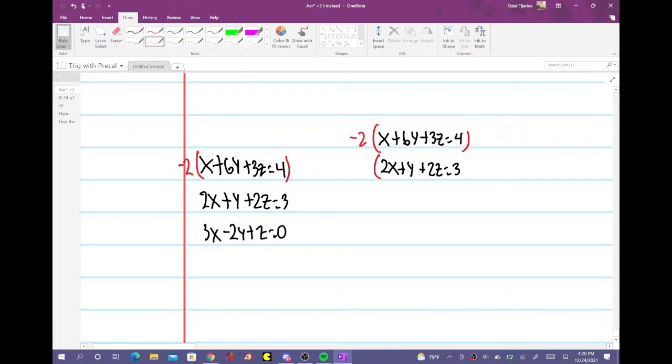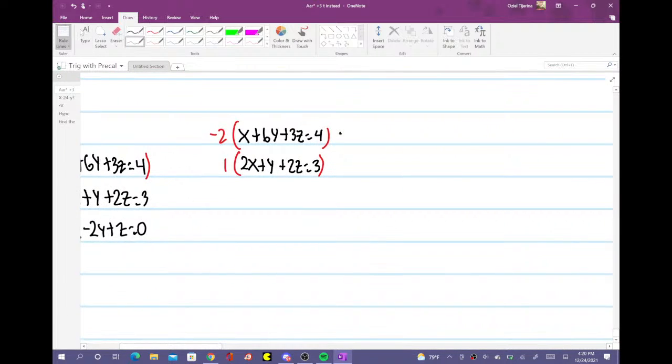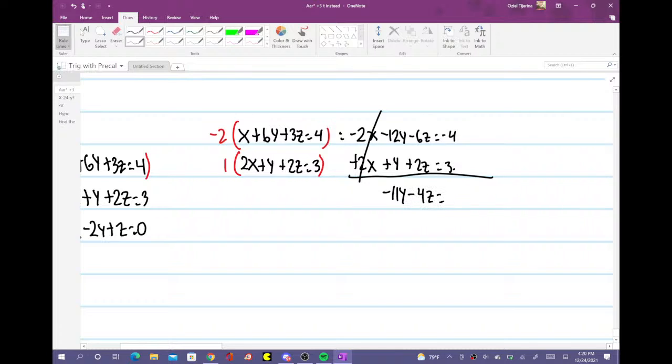So we have negative 2 here, and this is just 1. So this becomes negative 2x minus 12y minus 6z equals negative 4. Add 2x, add y, add 2z, and 3, right? You eliminate the 2x, you have negative 11y minus 4z equals negative 1.